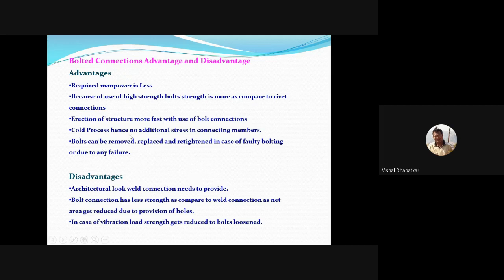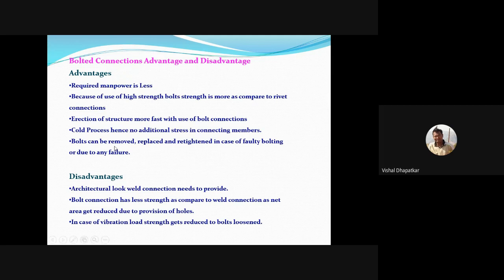This is a cold process, hence no additional stresses in connecting members. In case of a welded joint, we heat the members so that there will be a fusion between the members, and connection will occur through that fusion. But due to that, there is continuous heating and cooling of the members. So because of that, there could be local temperature stresses generated.